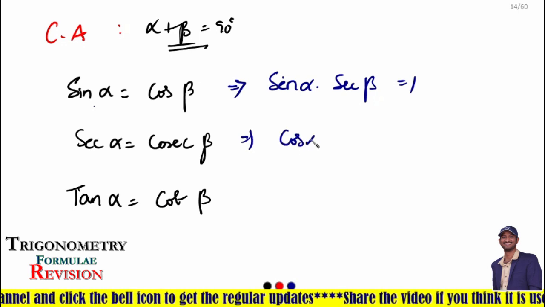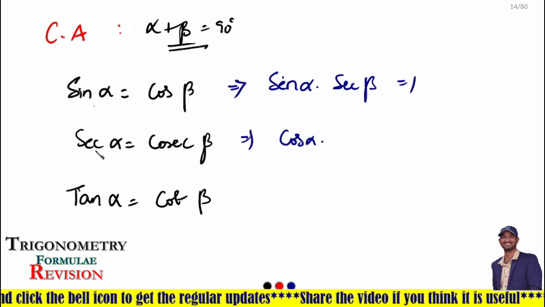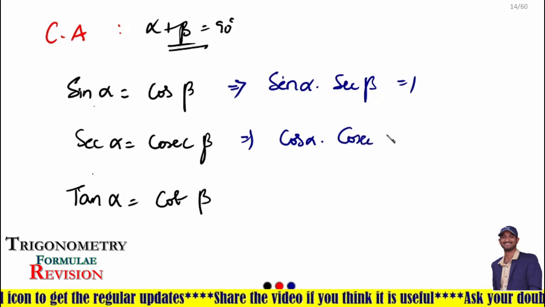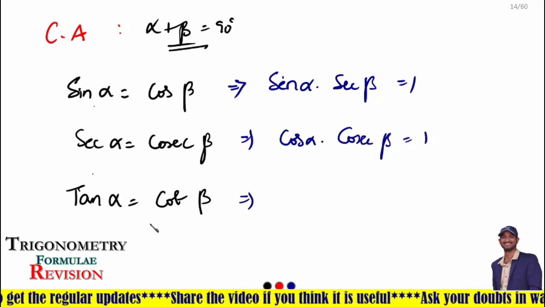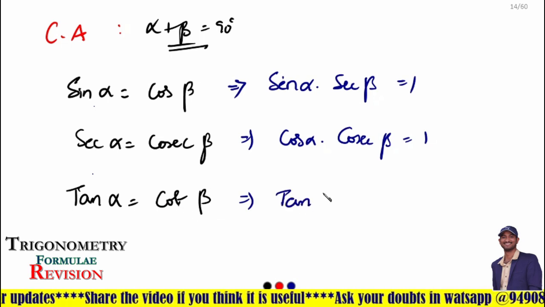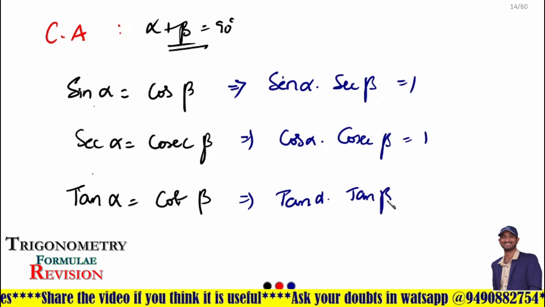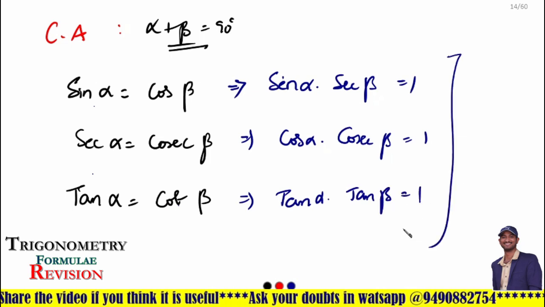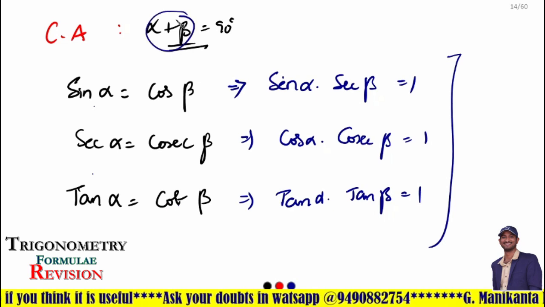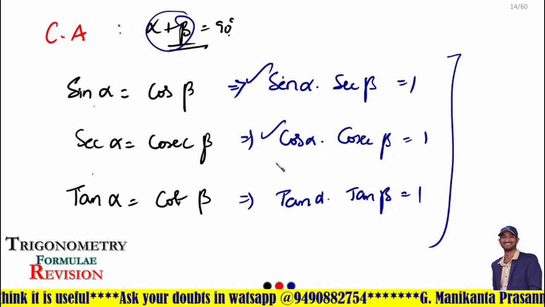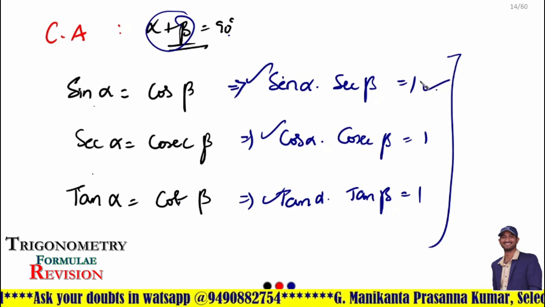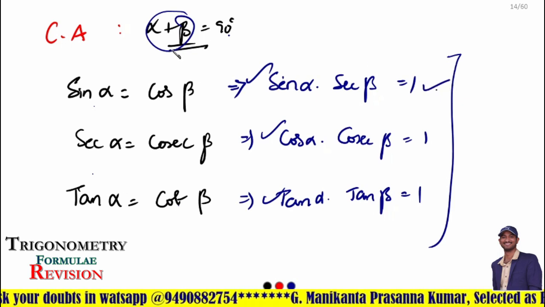Next, cos alpha: secant alpha can be written as 1 by cos alpha. So cos alpha into cosecant beta is equal to 1. Tan alpha, cot beta can be written as 1 by tan beta. So tan alpha into tan beta equals 1. That means whenever two angles are complementary, these three formulas are satisfied. Otherwise, when these formulas are given, definitely the angles are complementary.